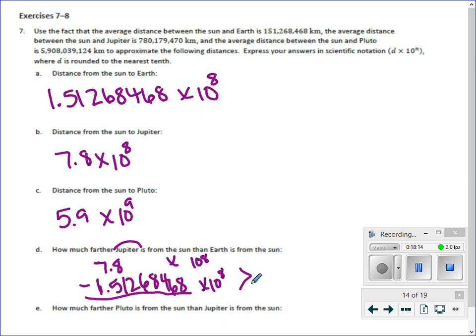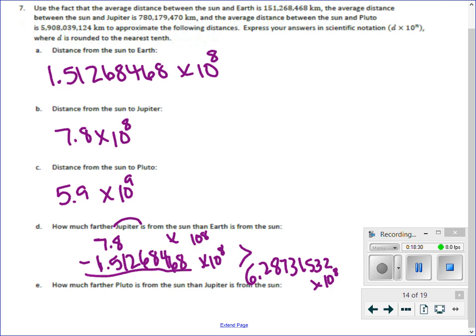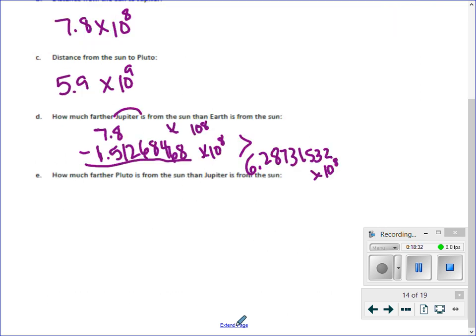Your answer is going to be 6.28731532 times 10 to the 8. You keep the same power with that. This last one is Pluto and Jupiter, so these two right here.